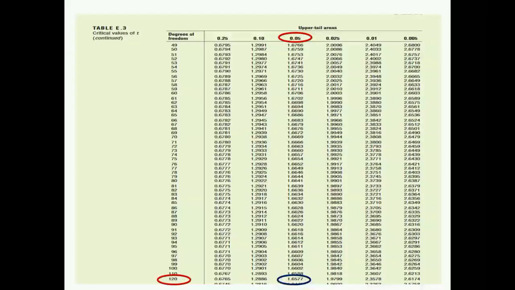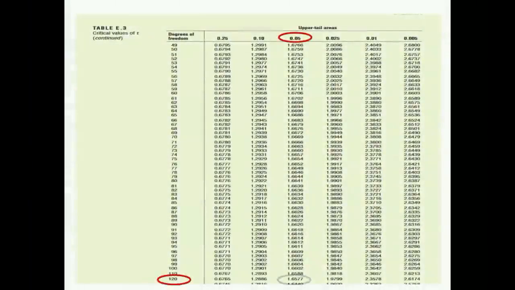So this is my critical value, 1.6577. So I use it with plus and then with minus. 1.6577. So that is the answer.